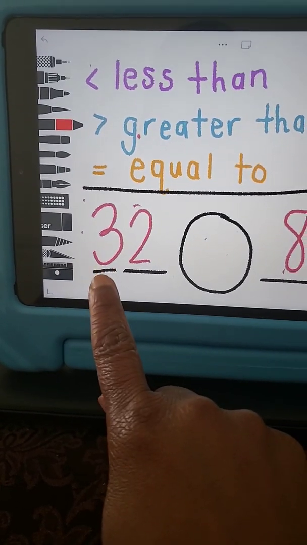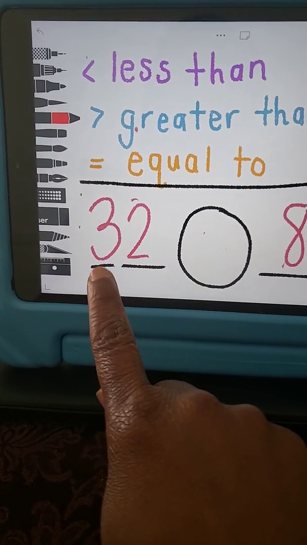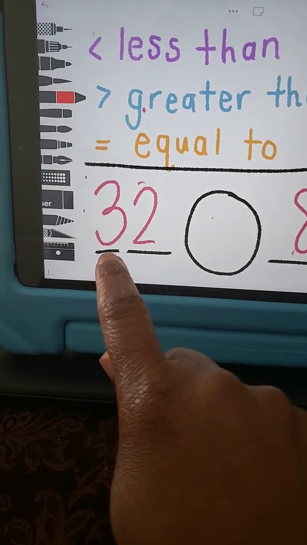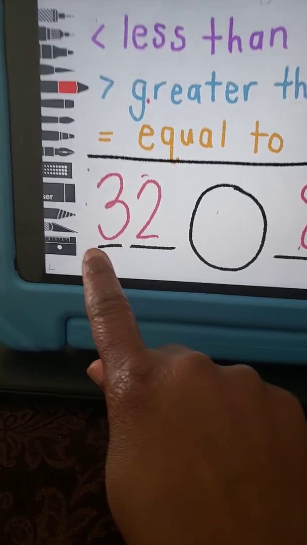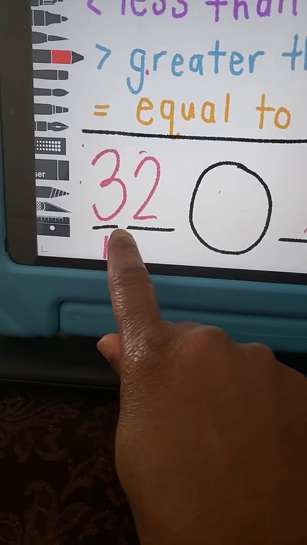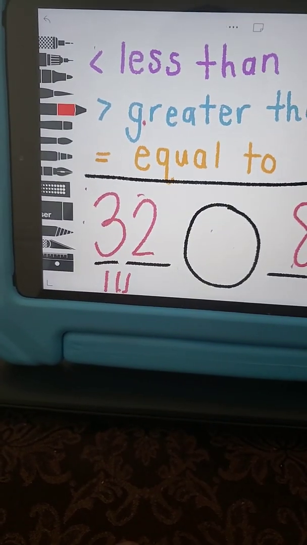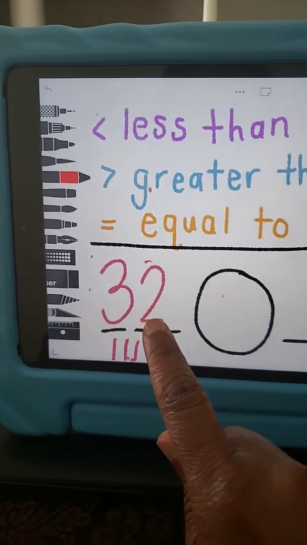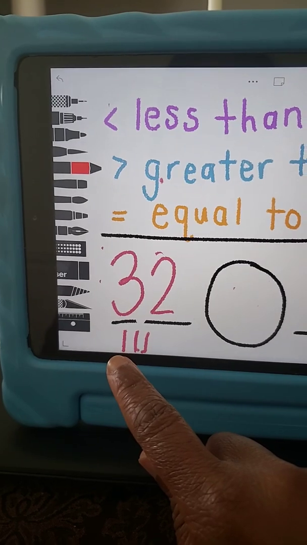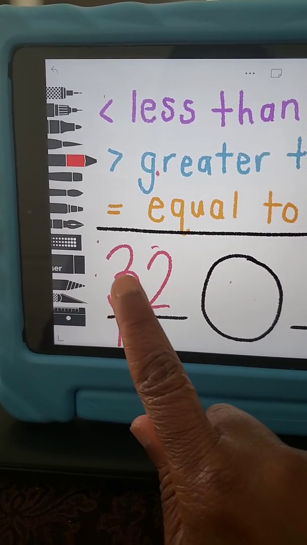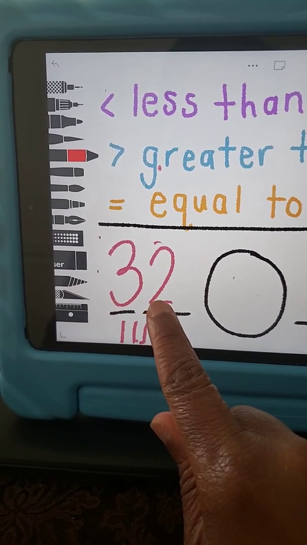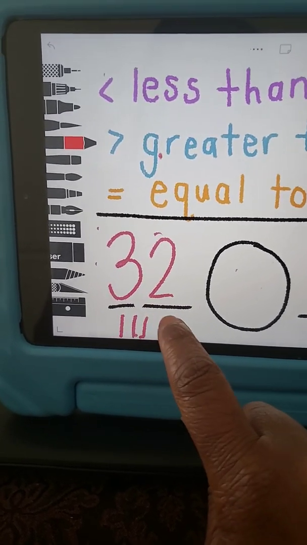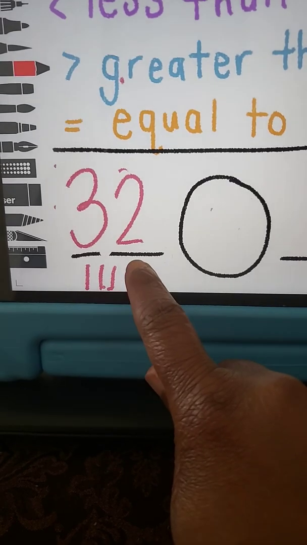How many 10s are in the number 32? The first one is the 10s. So I'm going to draw 3 10s. 1, 2, 3. Remember, those are 10s, even though I drew lines. All right, how many 1s are in the number 32? The first one is the 10s. The second one is the 1. That is 2 1s. 1, 2.